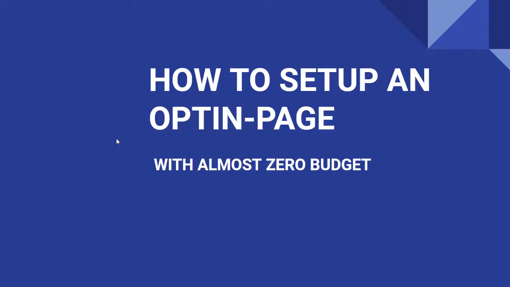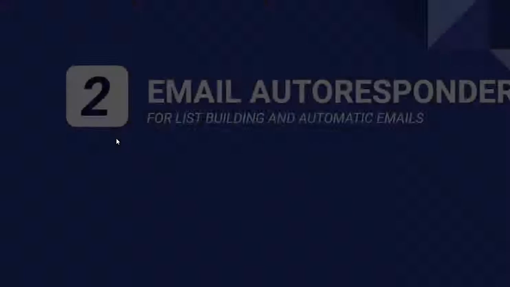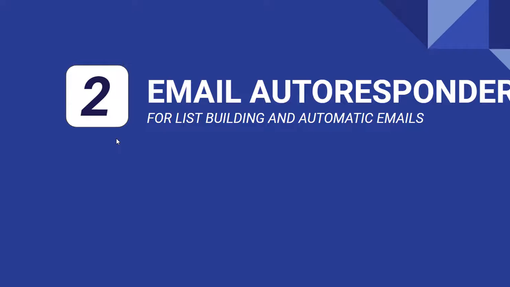Now, I'm going to show you the things you need to create an opt-in page for almost free. Number one, you need a website to host the opt-in page. You can use either Wix or Google Pages. I'll prefer Wix so that I can show you faster. Number two, you need an autoresponder to collect the leads and automatically send emails when people opt into your list. We'll be using Sendinblue for this one.